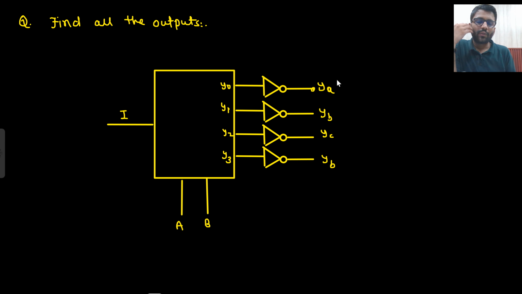Now there is a question, you need to find all the outputs. Okay. A and B are there and this is I. So how can I write Y?